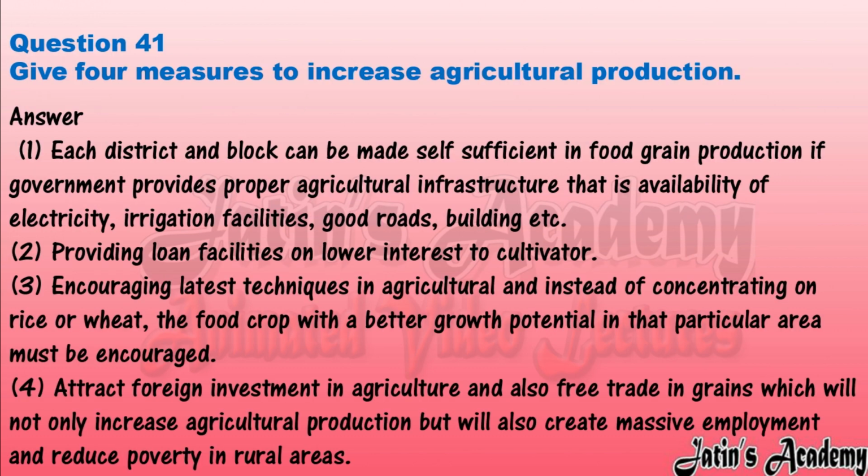Question 41. Give 4 measures to increase agricultural production. Answer: 1. Each district and block can be made self-sufficient in food grain production if the government provides proper agricultural infrastructure, that is availability of electricity, irrigation facilities, good roads, buildings, etc. 2. Providing loan facilities at lower interest to cultivators. 3. Encouraging latest techniques in agriculture, and instead of concentrating on rice or wheat, the food crop with a better growth potential in that particular area must be encouraged.